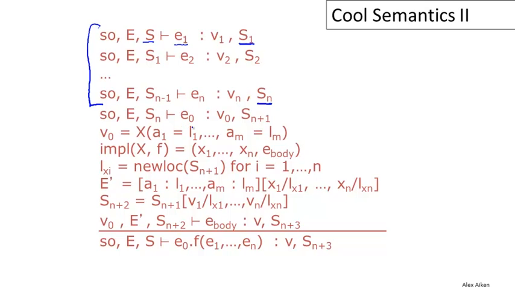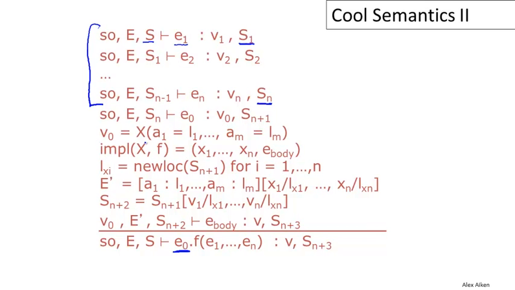The next thing that happens is we evaluate E0. This is the expression to which we are dispatching. And that will give us an object V0 and some updated store s sub n plus 1. Okay, and now we have to inspect V0. We want to know what's inside of V0 or what V0 is made of.